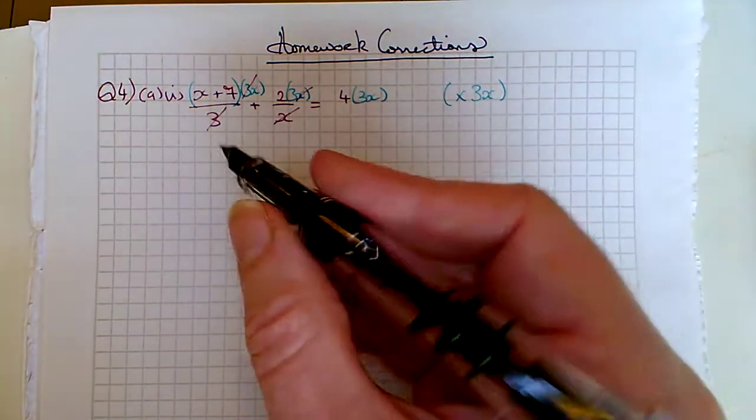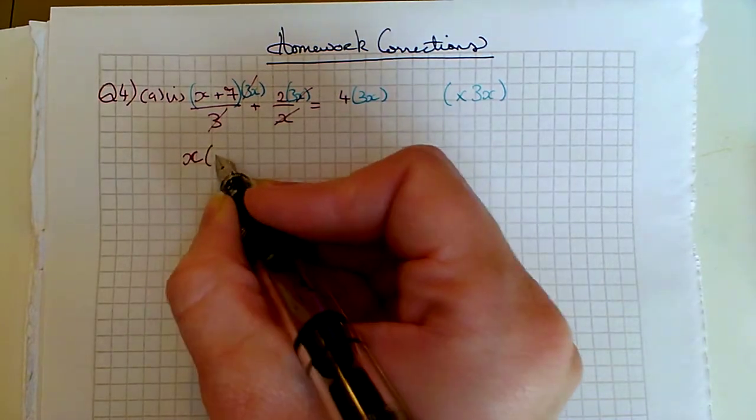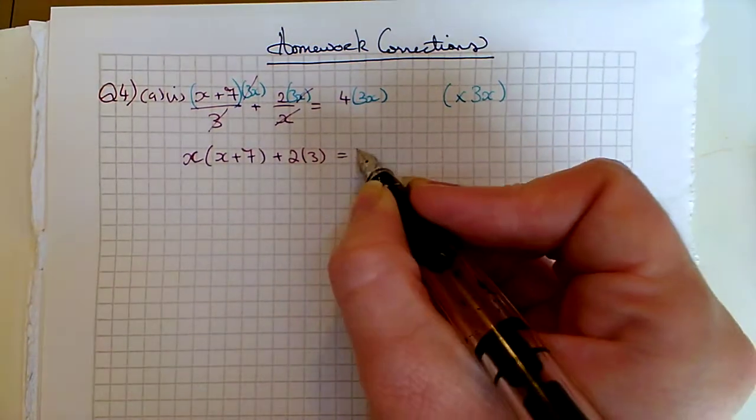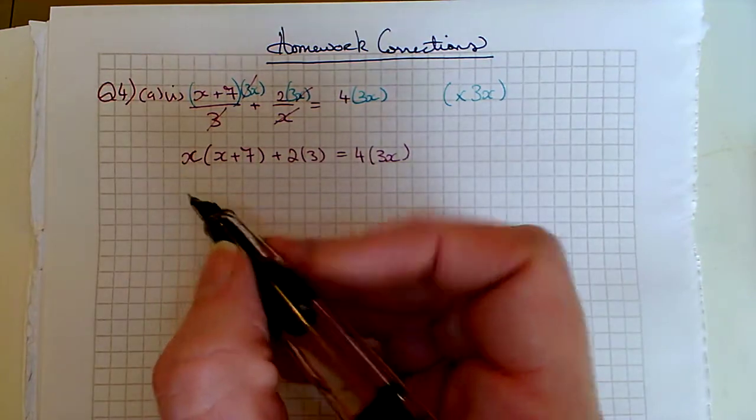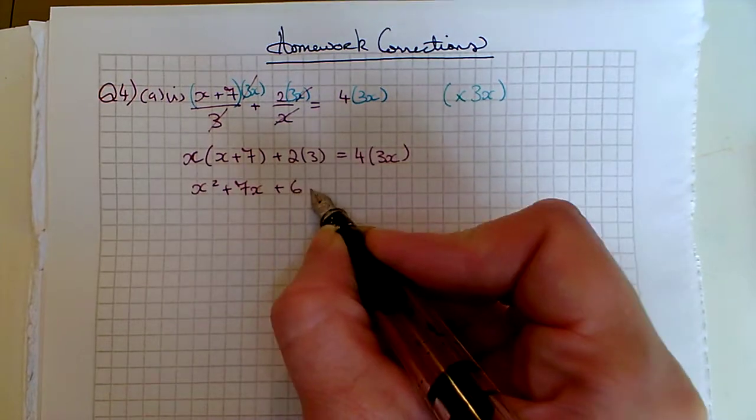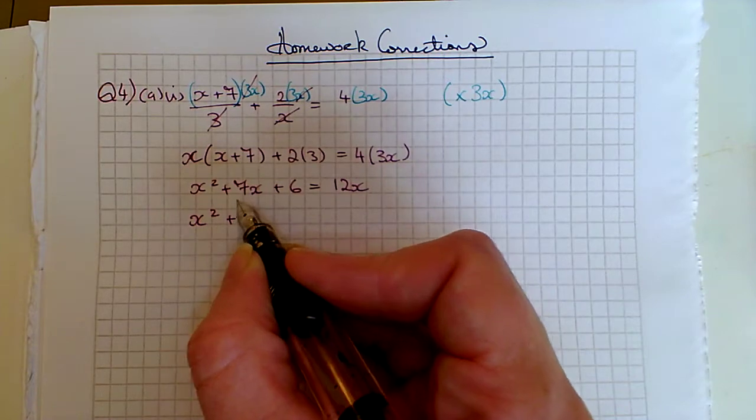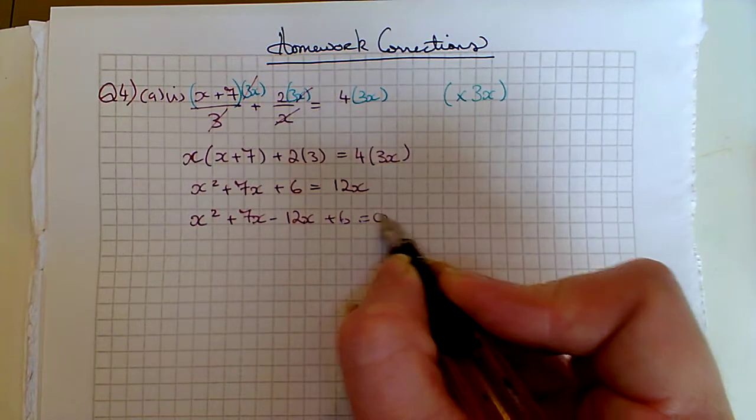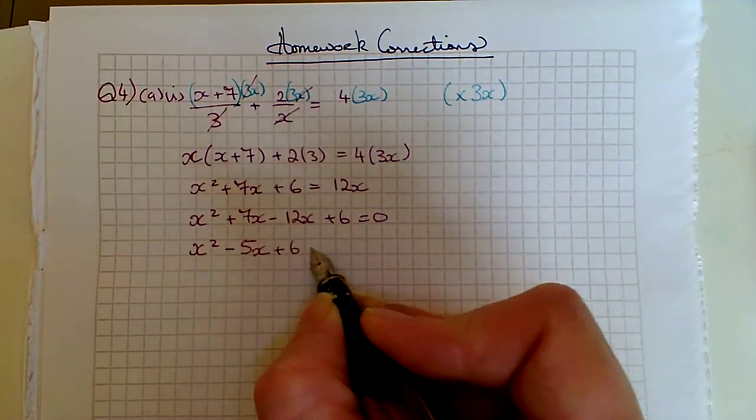So when I rewrite that, I have x, I just prefer to write it in front, by x plus 7, plus 2 by 3 equals 4 by 3x. And I multiply out my brackets and solve, and that's fairly straightforward from there. So I've got x squared plus 7x plus 6 equals 12x. And bring everything to one side. x squared plus 7x minus 12x plus 6 equal to 0. So we have x squared minus 5x plus 6 equal to 0.